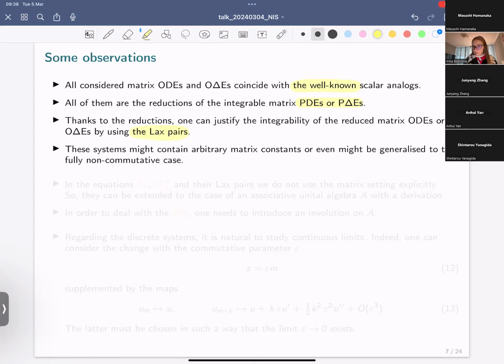And one more observation is the following. In the non-abelian case, these equations can contain arbitrary matrix constants. Or, as I said, they can be generalized to the fully non-commutative case, which I will not discuss in detail in this series of talks.